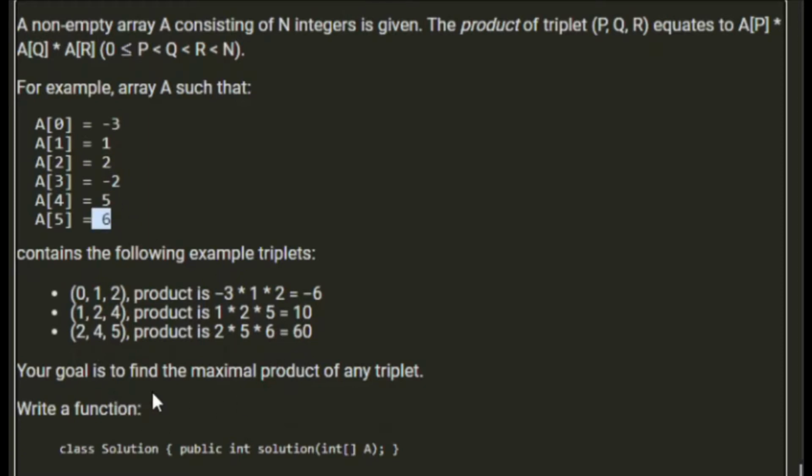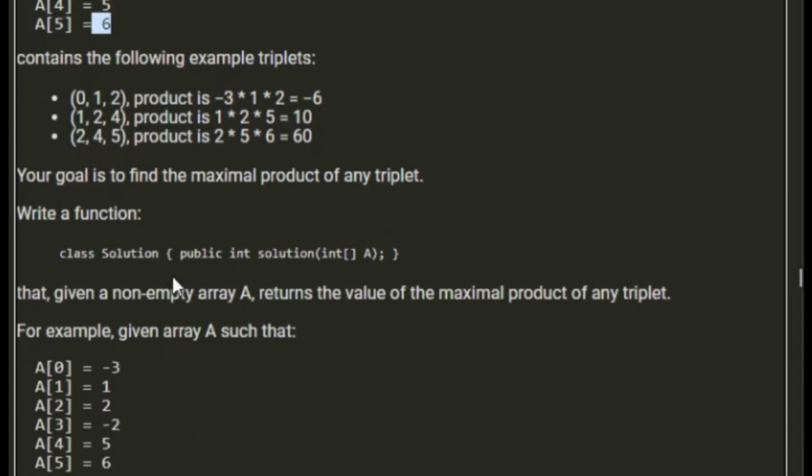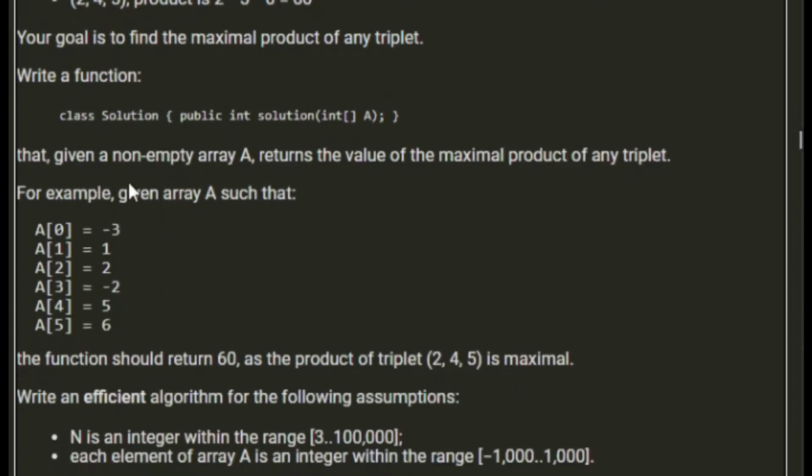Your goal is to find the maximal product of any triplet. Write a function that, given a non-empty array A, returns the value of the maximal product of any triplet. For example, given that example, the function should return 60, as 2 times 5 times 6 is the maximal. Write an efficient algorithm for the following assumptions. N is an integer within the range of 3 to 100,000, and each element in the array is an integer within the range of -1,000 to 1,000.